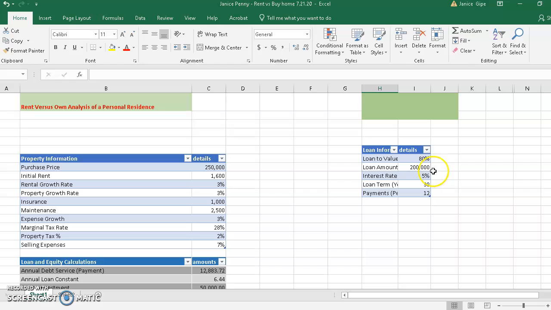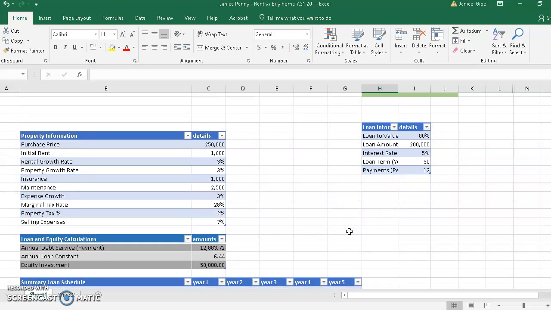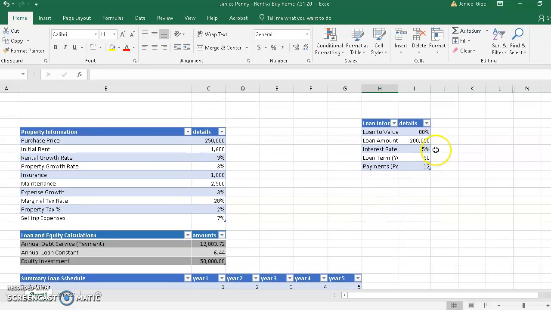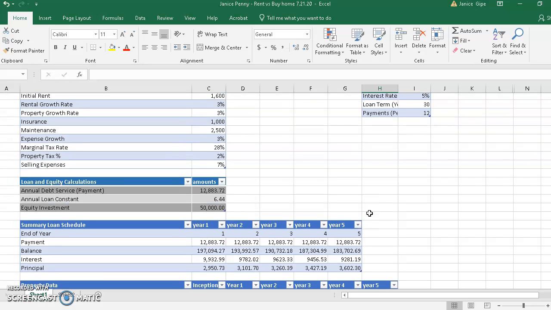The loan amount is $200,000, and I did that calculation by just taking the 250 and multiplying it by 0.80, which gives us a loan amount of $200,000 with an interest rate of 5% and a loan term of 30 years, with 12 payments per year.